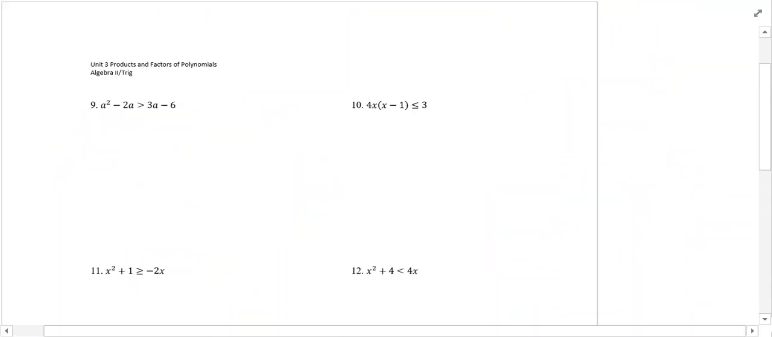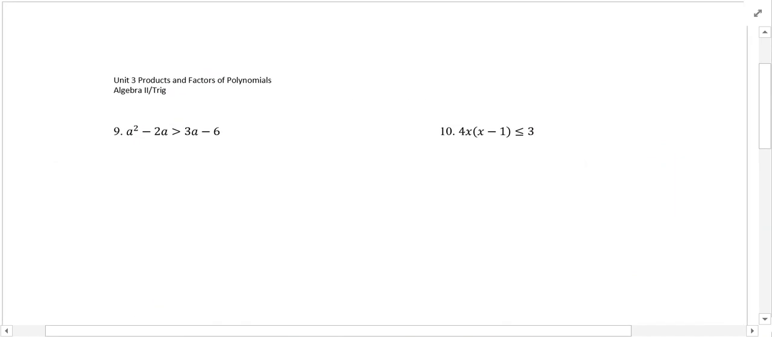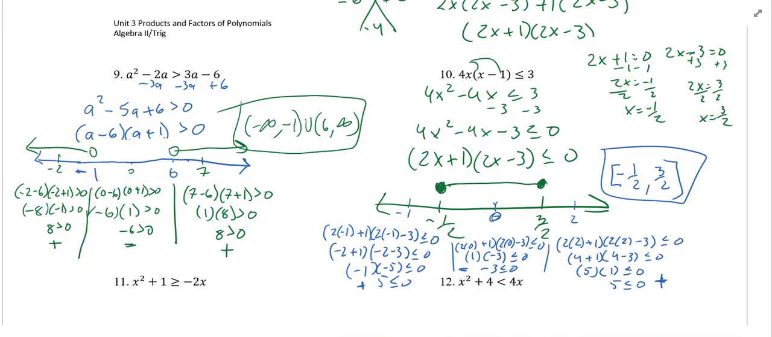And so now what we're doing is the same thing. So what I want you to do, just like we did on the last one, is first thing you have to do here is set it equal to 0. So you have to subtract 3a and add 6, then factor. For this one, you're going to have to distribute the 4x, then subtract the 3, and then set equal to 0, and then factor and do the roots. So go ahead and pause the video and try. Okay, let's go ahead and see how you did here.